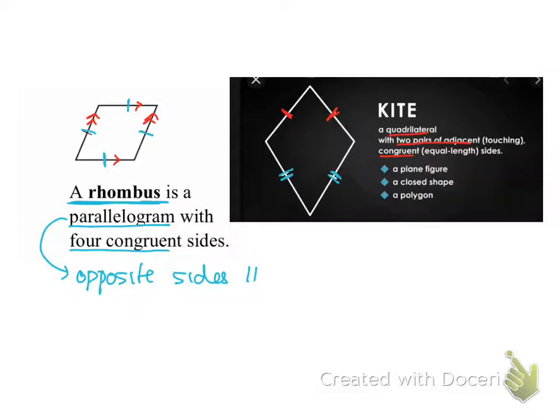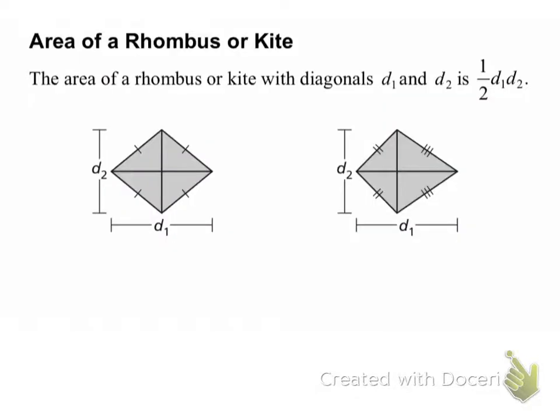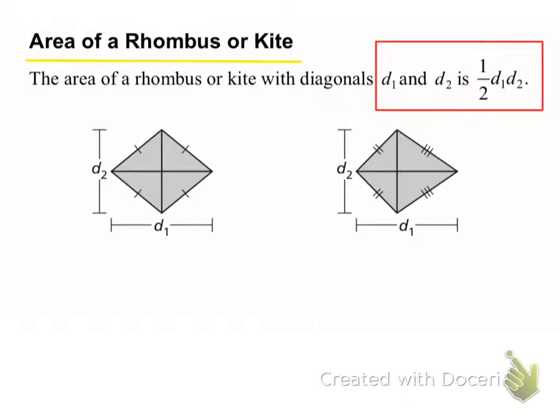Let's move to the formula. Area of a rhombus or a kite. I already discussed what they are. In order to know the area, you just need the diagonals of both figures. If you have the diagonals, then the area formula is d1 d2 over 2, or half of d1 times d2, where d1 and d2 are the diagonals. Let me show you the first case here. This is the case for rhombus here.